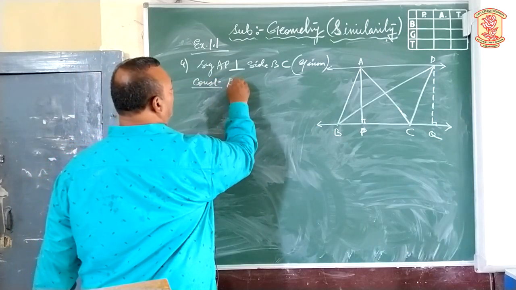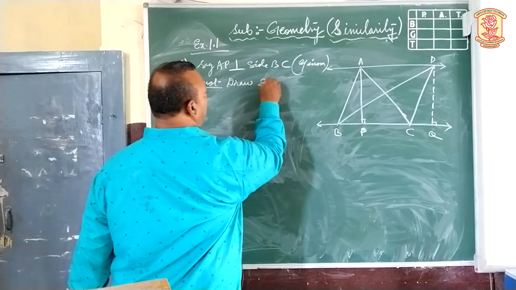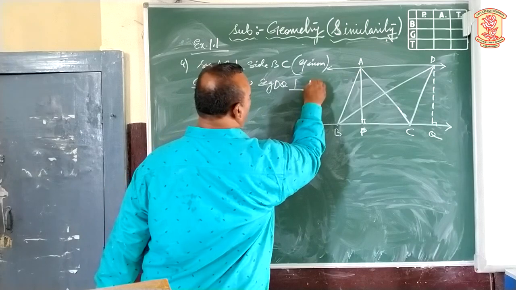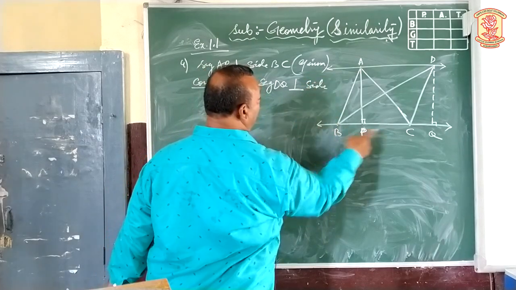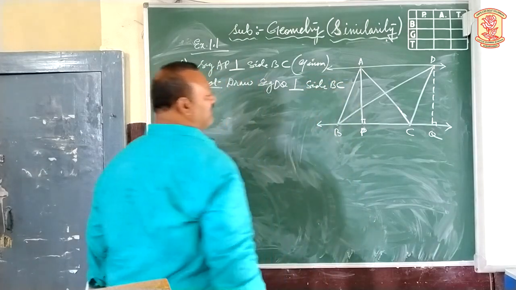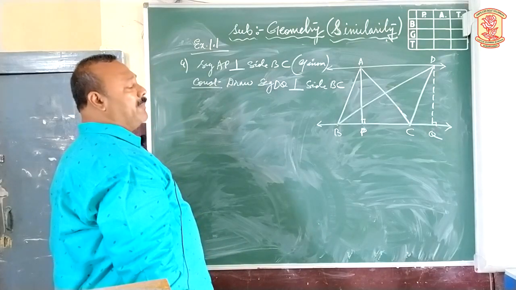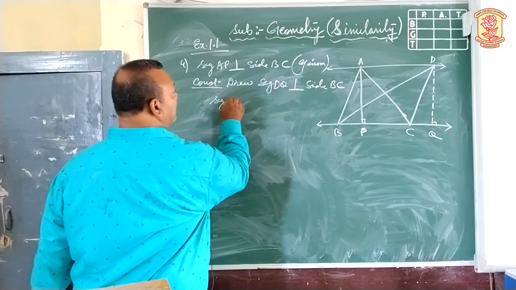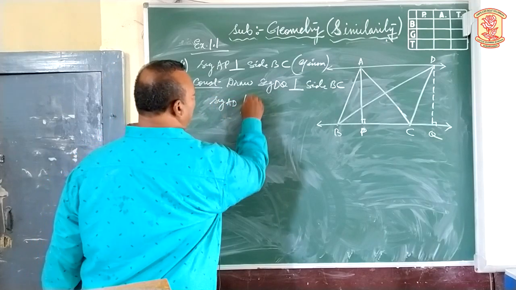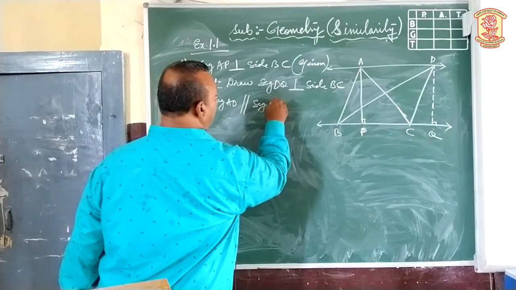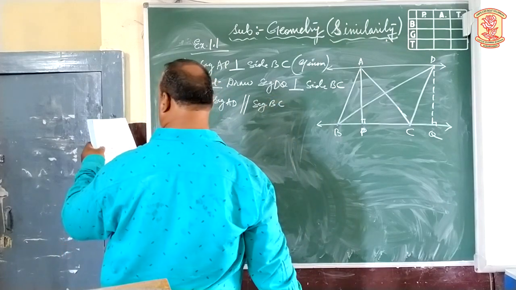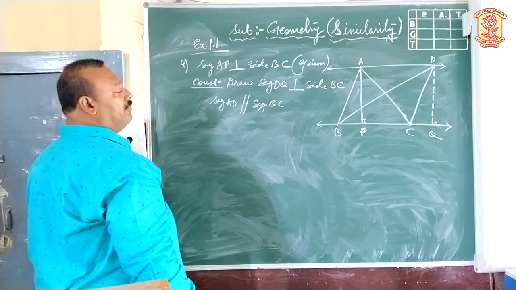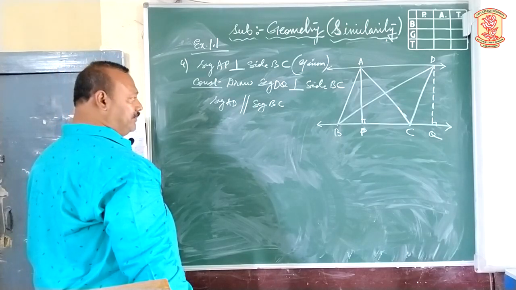This is the construction. Draw segment DQ perpendicular to the extended side BC. Which side? Extended side BC. DQ perpendicular to side BC. Now here we can say segment AD is parallel to segment BC. These are the two parallel lines.